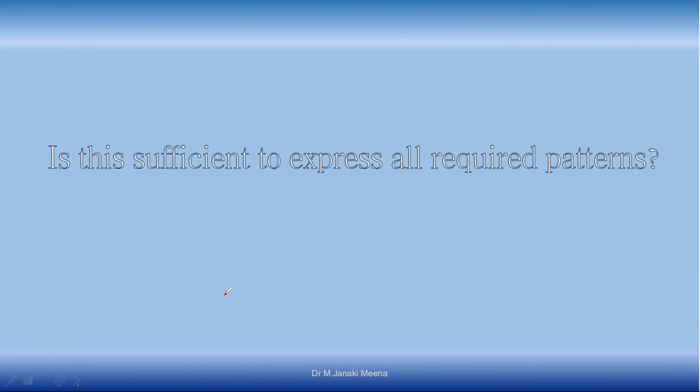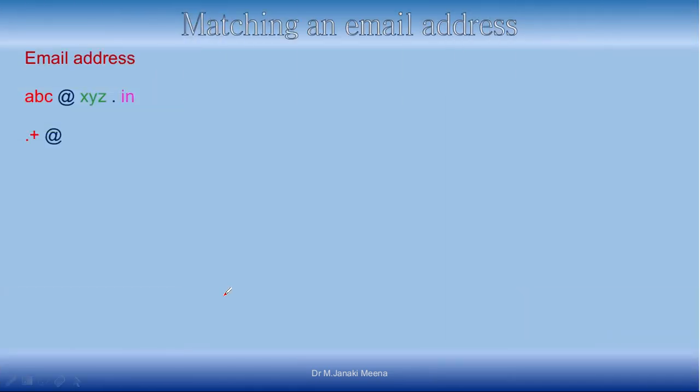So, now we have seen some of the regular expression operators. Now, the question is: is this sufficient to express all our required patterns? If you ask, no. So, let us see an example, matching an email address. How will an email address be? It will have three components like this, abc@xyz.in. I may say this is the email ID, this is the domain name, this is the country name, right.